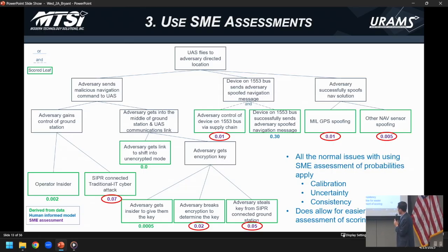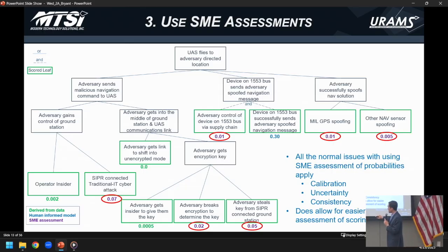So what do we typically do with this? What we would typically do is put a bunch of subject matter experts in a room and ask them the question at the top. We would say, what is the probability that an adversary will be able to fly this system to a point of their choosing? And they will all come up with answers. The problem with that is it's too abstract and too high up. So I think we actually gain, even if all you're doing is asking the humans, because this structure forces them to answer much more specific questions.